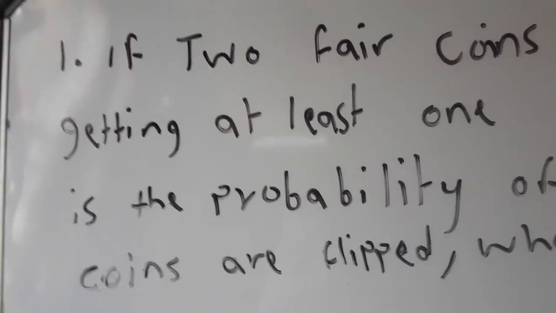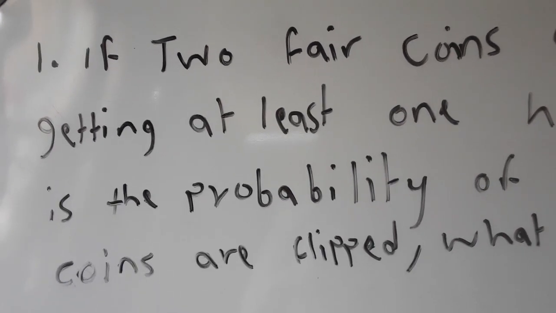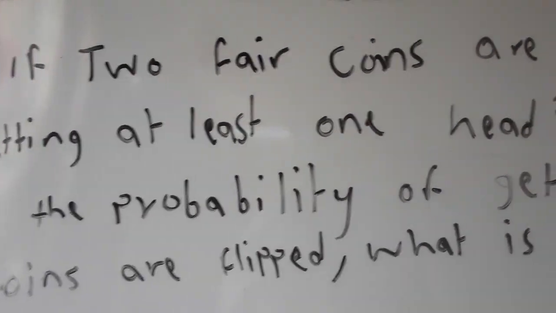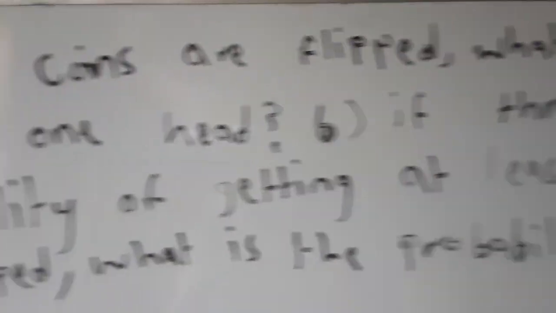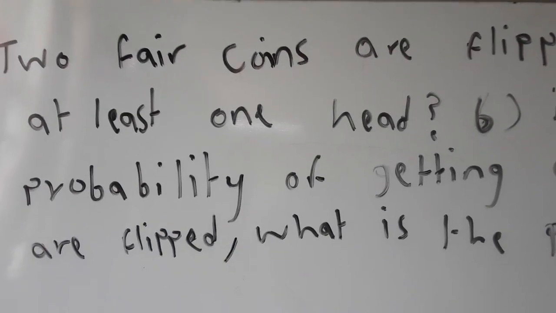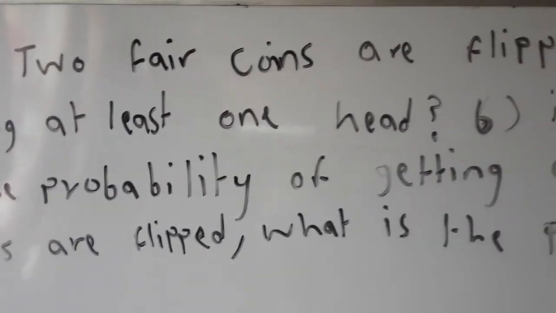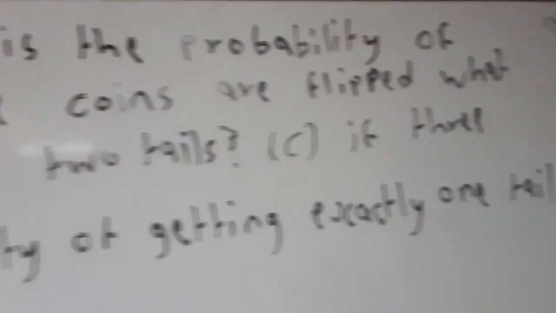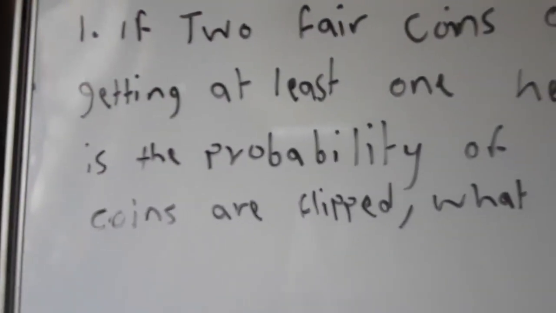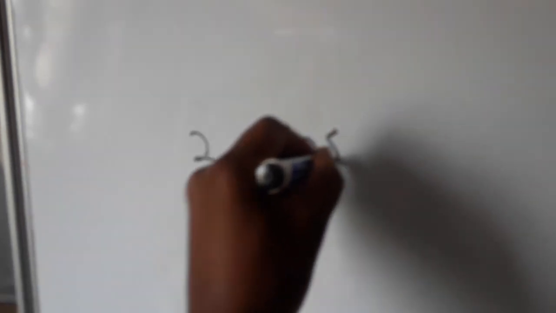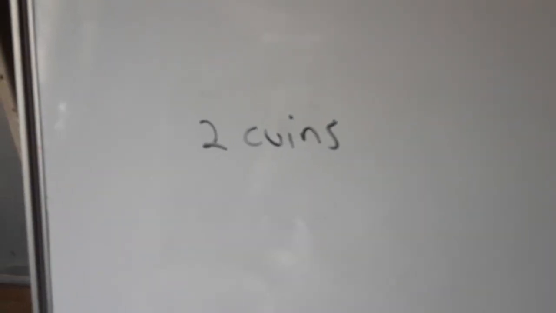On today's lesson, we'll be doing probability. We have a scenario: if two fair coins are flipped. Fair means it is fair. In a coin, there's a head and a tail. If two fair coins are flipped, what is the probability of getting at least one head? How many coins are flipped? Two coins are flipped.